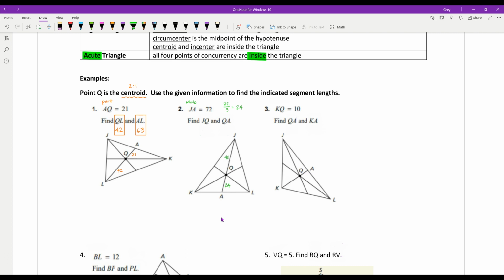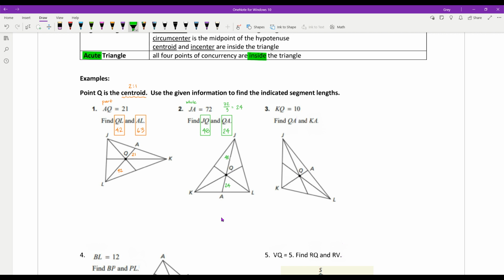So now I'm going to go answer my questions. JQ from my picture is 48. QA from my picture is 24. I just think that's a little bit easier than doing the equation with 2/3 of the distance. But if you don't like this, let me know. I'll be happy to show you another way.